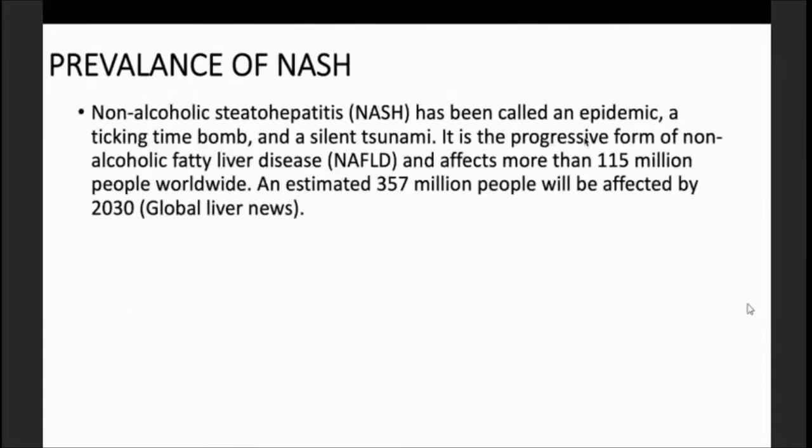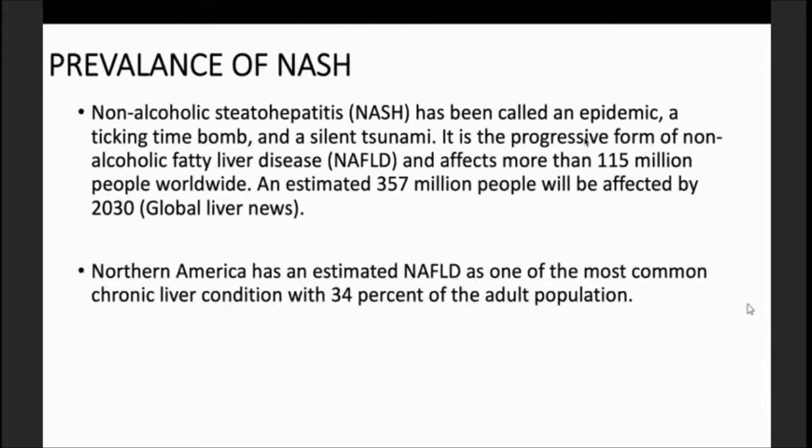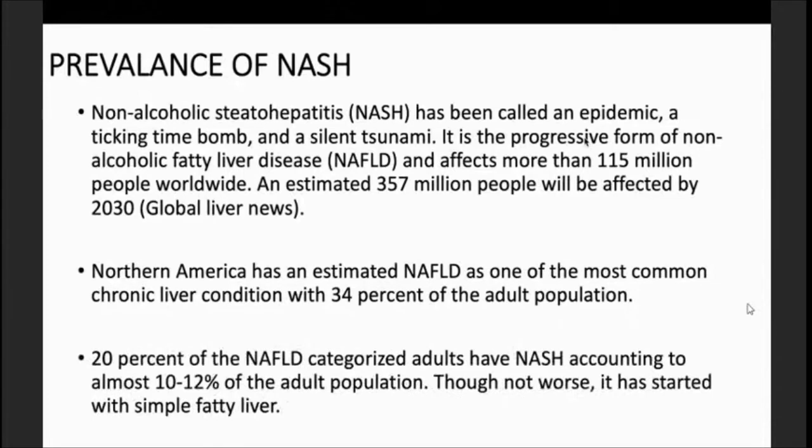Prevalence of NASH. Non-alcoholic steatohepatitis, NASH, has been called an epidemic, a ticking time bomb, and a silent tsunami. The progressive form of this non-alcoholic fatty liver disease affects more than 115 million people worldwide. In the future, around 2030, it is estimated to affect around 357 million people, according to the Global Liver News. North America alone has an estimated NAFLD as one of the most common chronic liver conditions, with 34% of the adult population at this point.